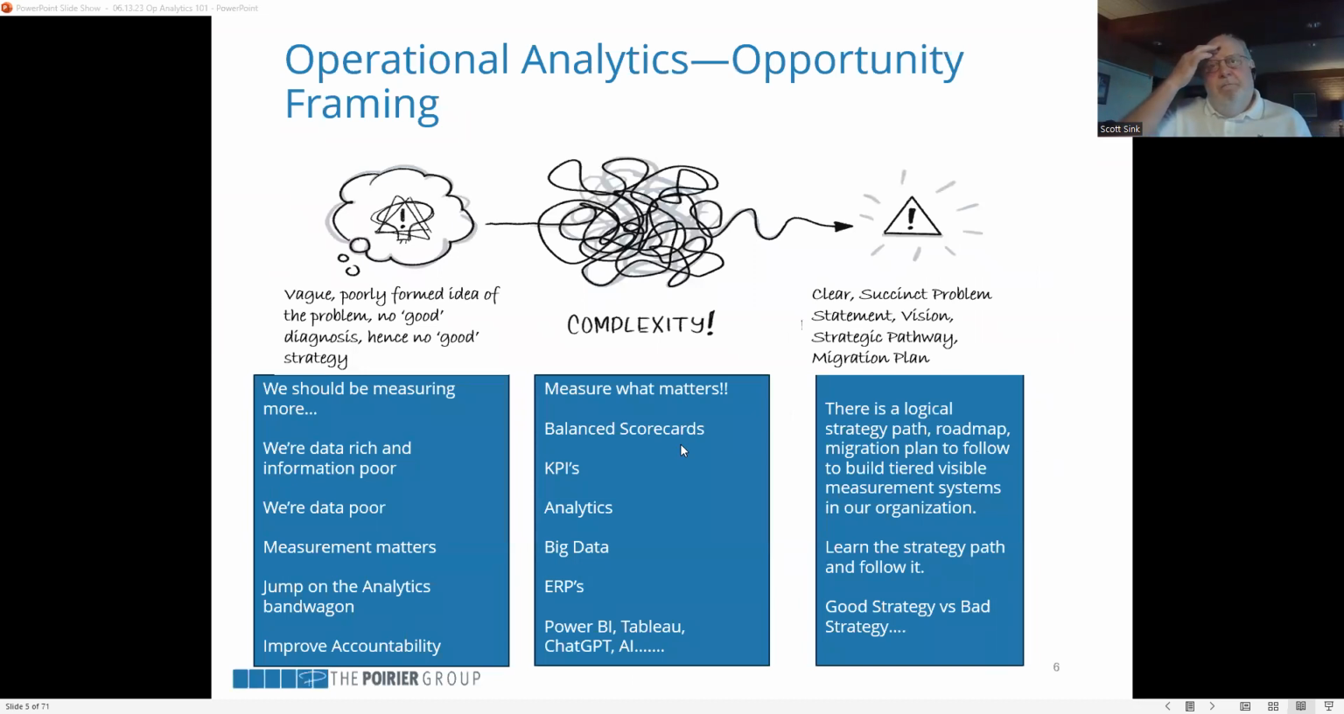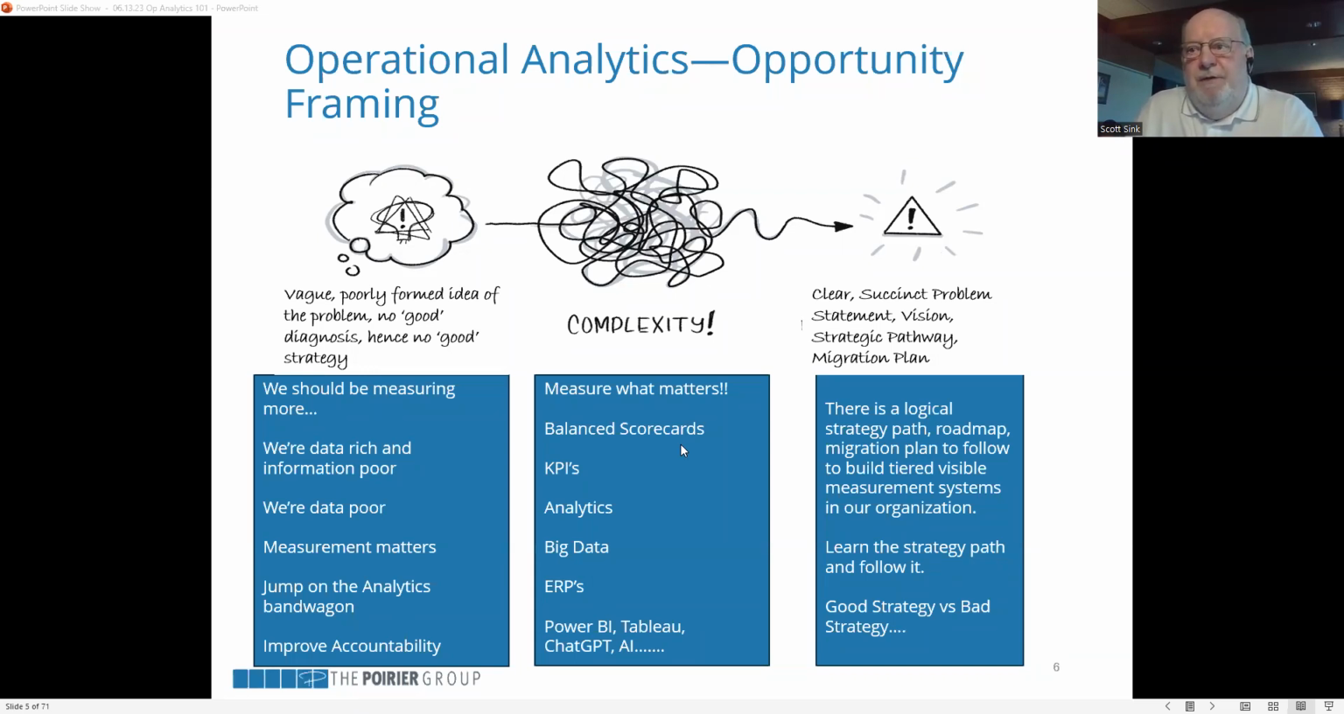So I like this slide in the sense that when we think about analytics, it's a big topic. We hear about big data, we hear about AI, machine learning. I think everybody says we should be measuring more. You hear people say we're data rich and information poor, or we're data poor. Measurement matters. Yep, measurement matters. Let's jump on the analytics bandwagon. Let's improve accountability by using better measurement. And then we get into the complexity of all these things that we need and want, and aspire to, and hear other people have and we don't have.